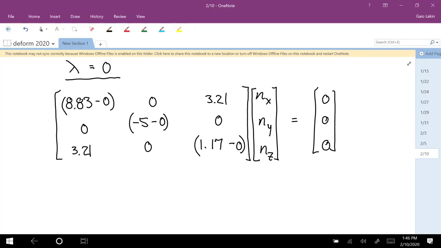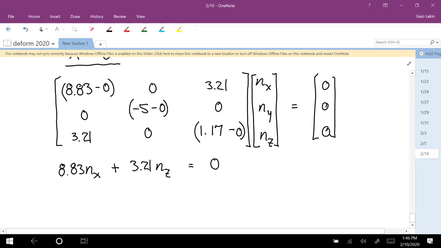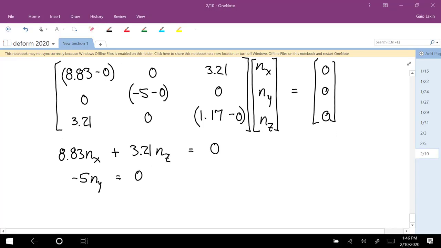And so the first equation, if you do the matrix multiplication, you get 8.83 nx plus 3.21 nz is equal to 0. The second equation, you get that negative 5 ny is equal to 0. And the third equation, you get 3.21 nx plus 1.17 nz is equal to 0.